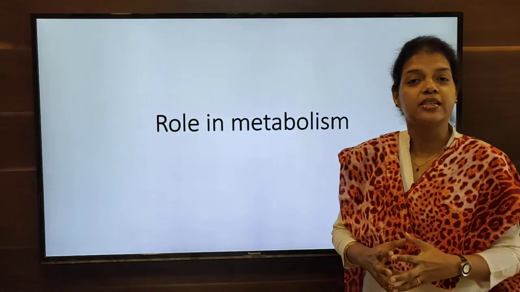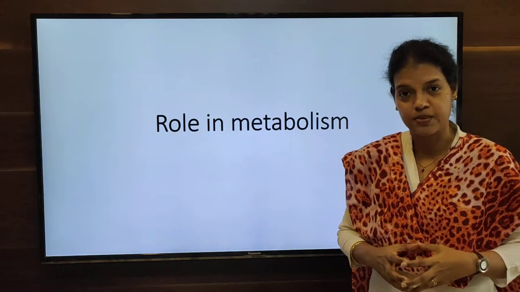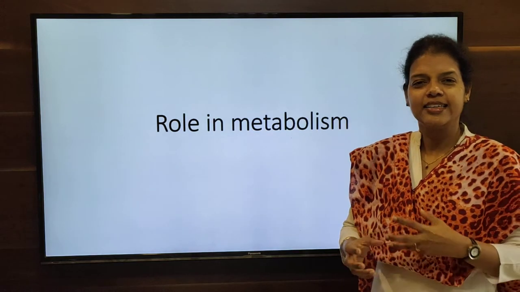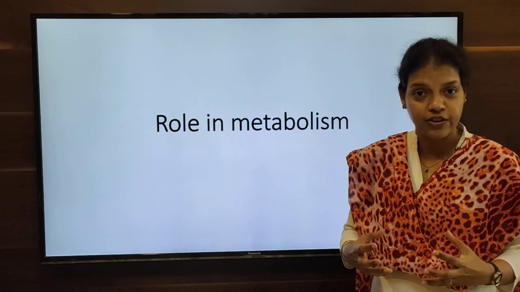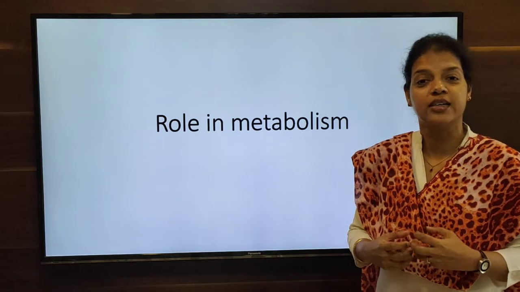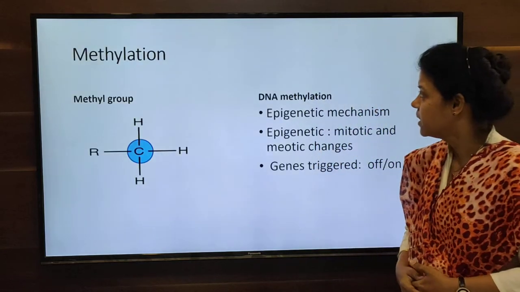So we are going to understand the role of folate in metabolism, and before going into that, let us learn an interesting phrase which will help us to understand this metabolism better.